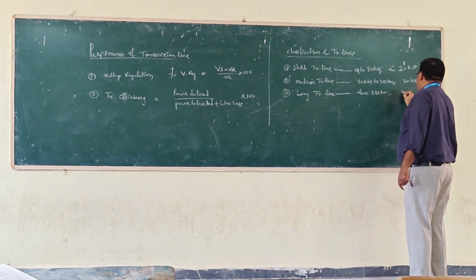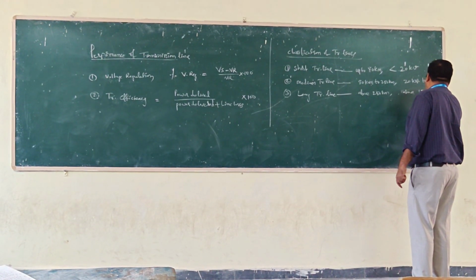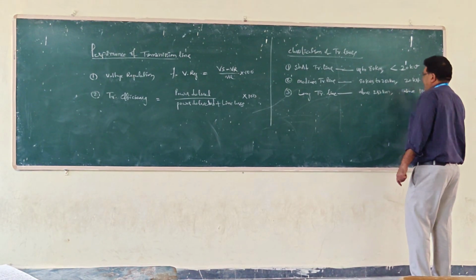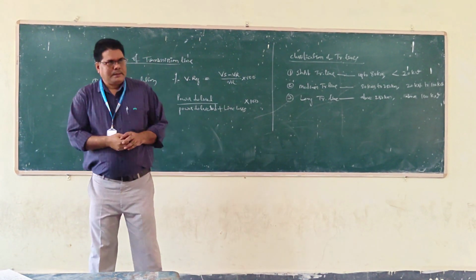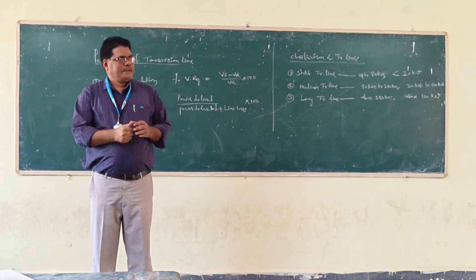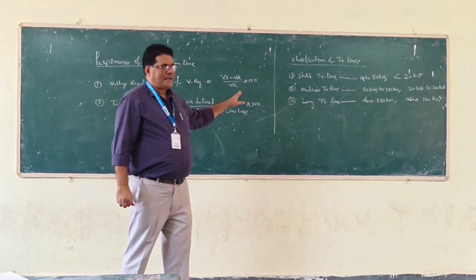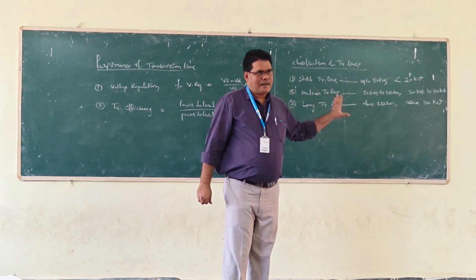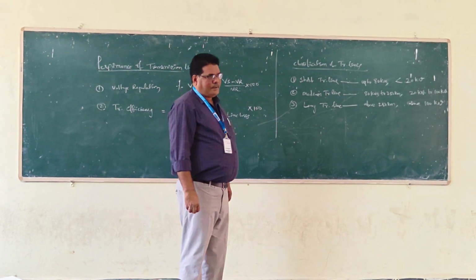Operating voltage above 100 kV is classified as a long transmission line. According to their length and operating voltage, transmission lines can be classified into three categories: short transmission line, medium transmission line, and long transmission line. Coming to the short transmission line.